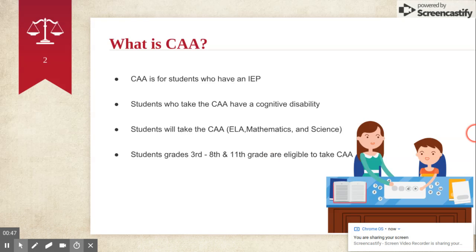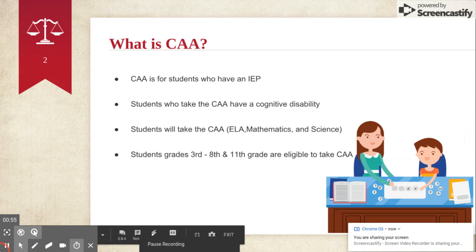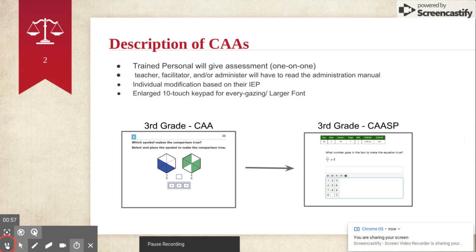Students from 3rd to 8th grade and 11th grade are the only students eligible to take the CAA. Teachers or professionals who administer this test are trained professionals. They are most likely the teachers who have the student with the IEP. The assessment is given one-on-one. Depending on their IEP, the modifications for those students might be enlarging touch keypads or enlarging font.